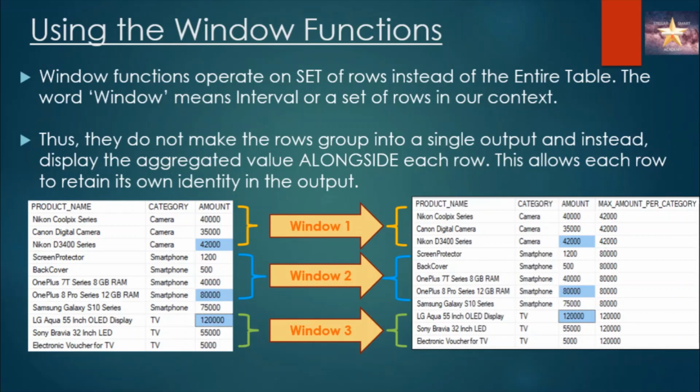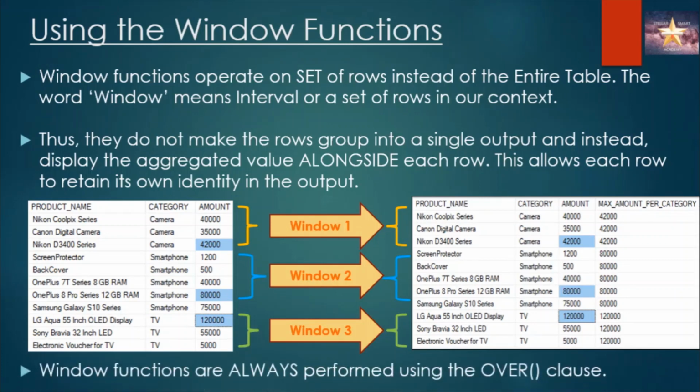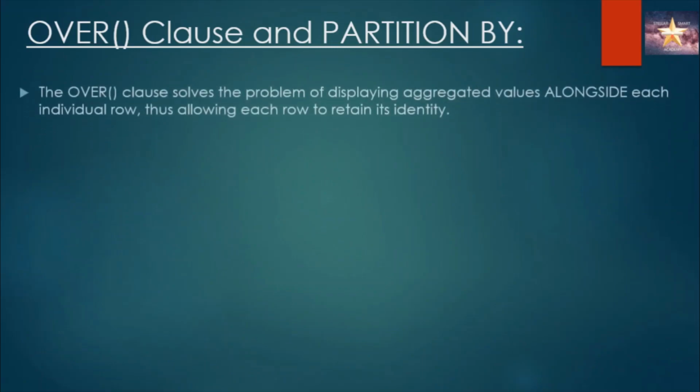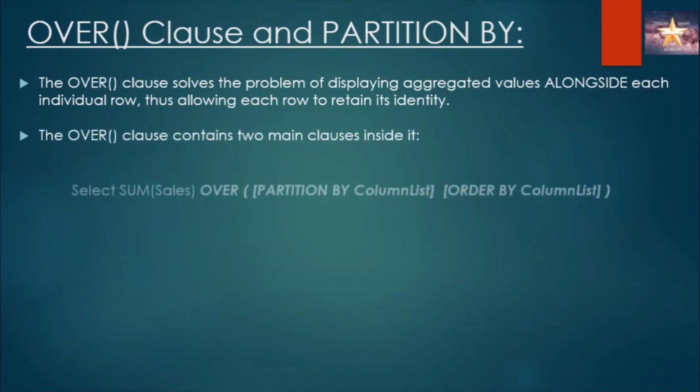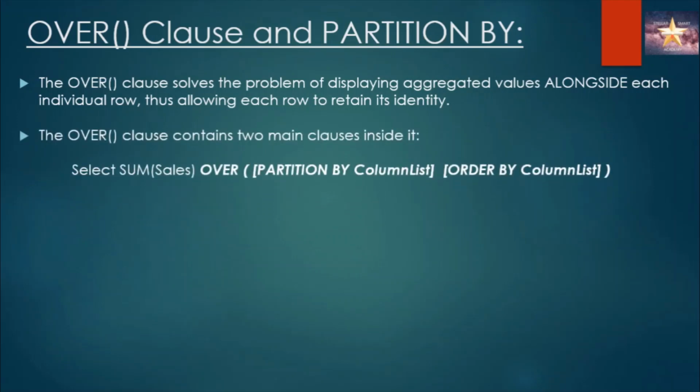So no row is lost or clubbed together or grouped together, unlike the concept of group by and basic aggregation, wherein the rows were clubbed together and the individual row identities were lost. The window functions are used alongside the over clause. If we wish to perform the window functions, we need to use the over clause. The over clause consists of 2 main clauses inside it. The first one is the partition by clause, and the second one is the order by clause. Both these clauses are optional in nature, which means we can skip or ignore either of these or both of these while writing the over clause.